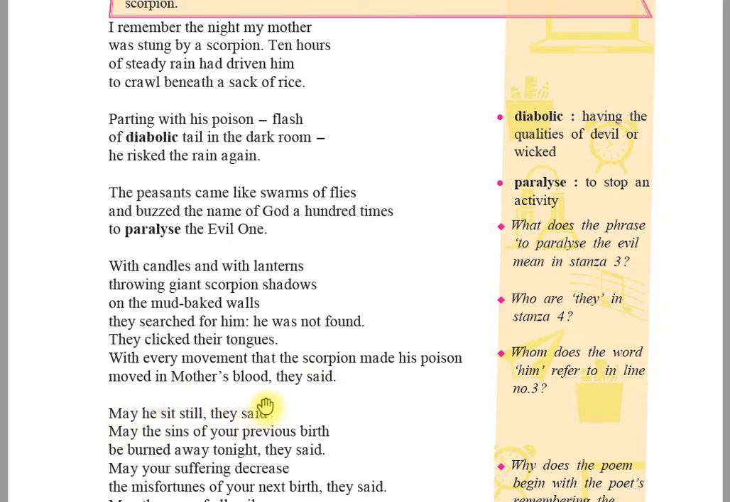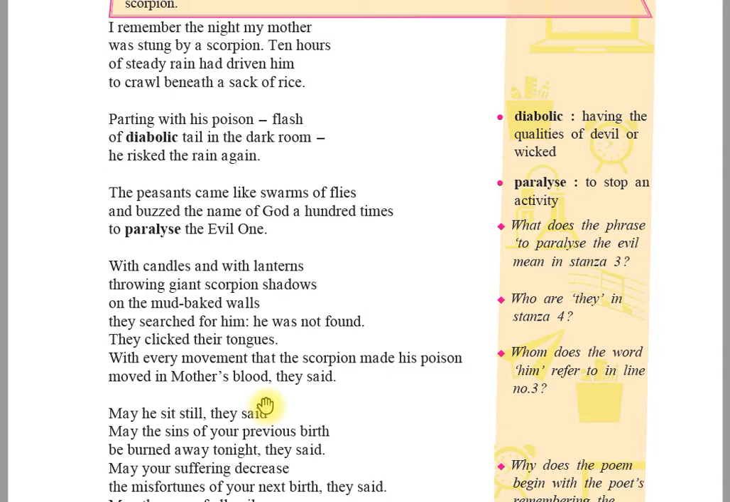So, students, please pay attention till here. Now what do these lines mean, till "they said"? Now, as the news spread, the neighboring farmers came pouring in and recited the name of God to lessen the effect of the poison. So as the whole village came to know what had happened, everybody came to the poet's house to see what had happened.